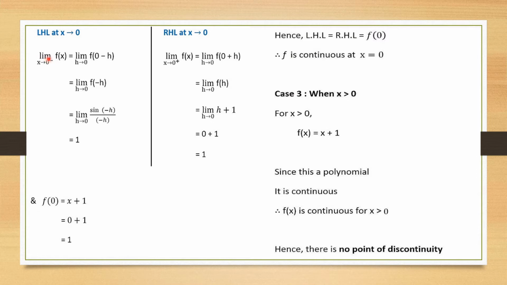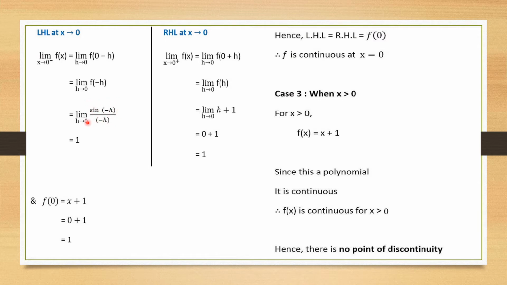For the left hand limit, x approaches 0 from the negative side. Okay, you know how to do it. Put x equal to 0 minus h. As x approaches 0 from the negative side, h will approach 0. So f of 0 minus h is the same as f of minus h. When we put it in the function, we get sine of minus h upon minus h. So this becomes minus times sine h, since sine is an odd function, upon minus h.